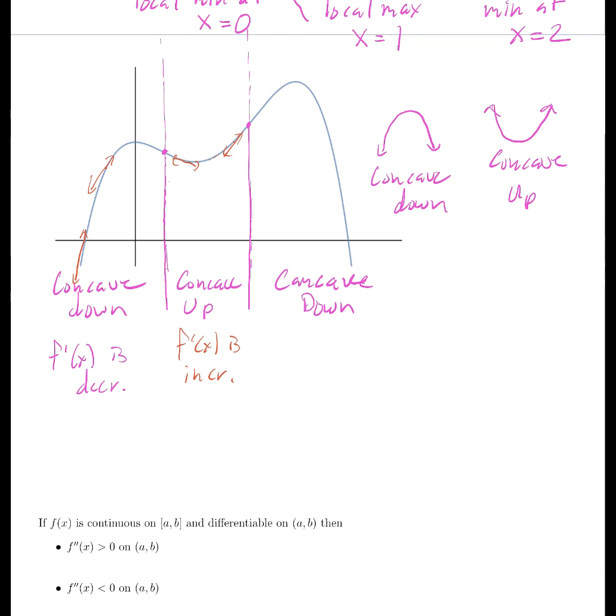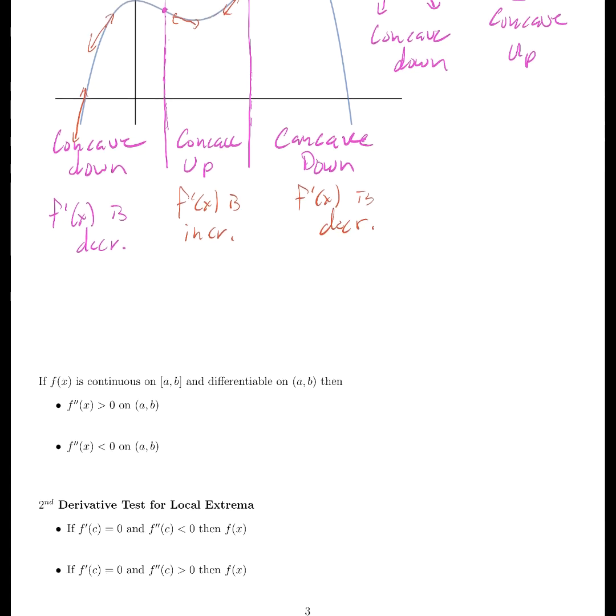Again, on this interval, f prime of x starts positive, reaches 0, and then becomes negative and gets really negative. So f prime of x is decreasing here. If a function is decreasing, we just learned above that its derivative is negative. So f prime of x is decreasing, so its derivative must be negative. Similarly, f prime of x is increasing, so its derivative must be positive. And again, here f prime of x is decreasing, so its derivative must be negative.